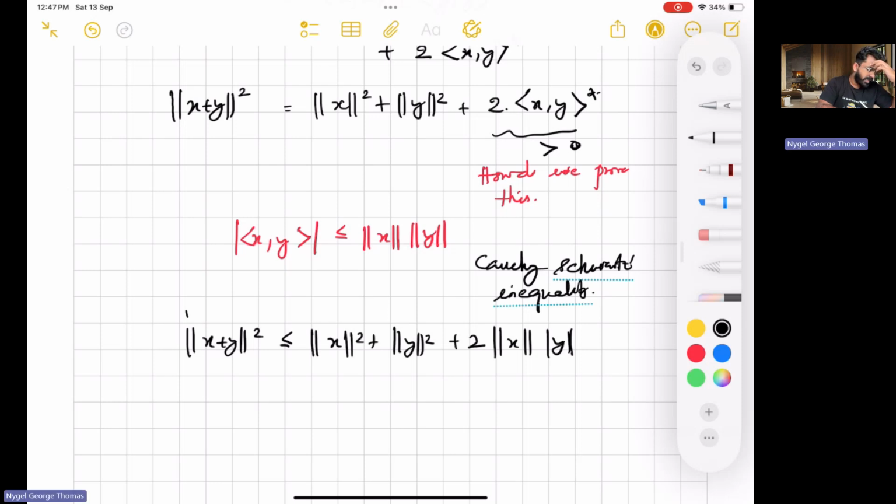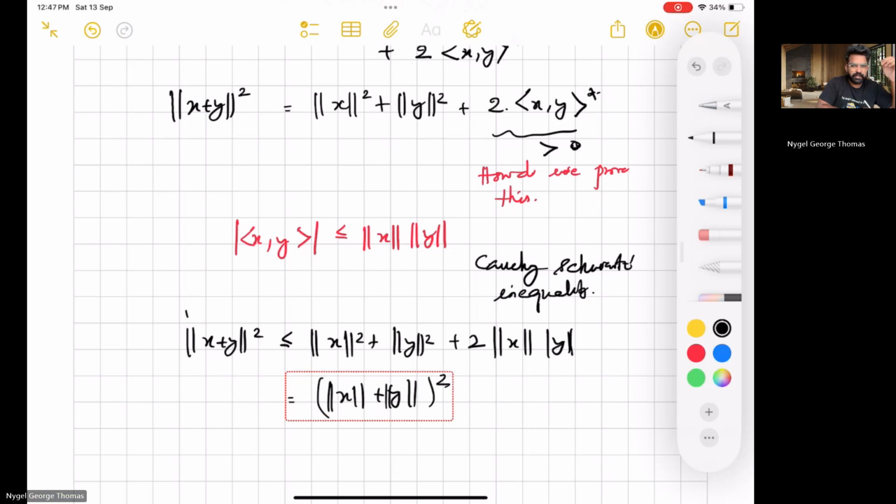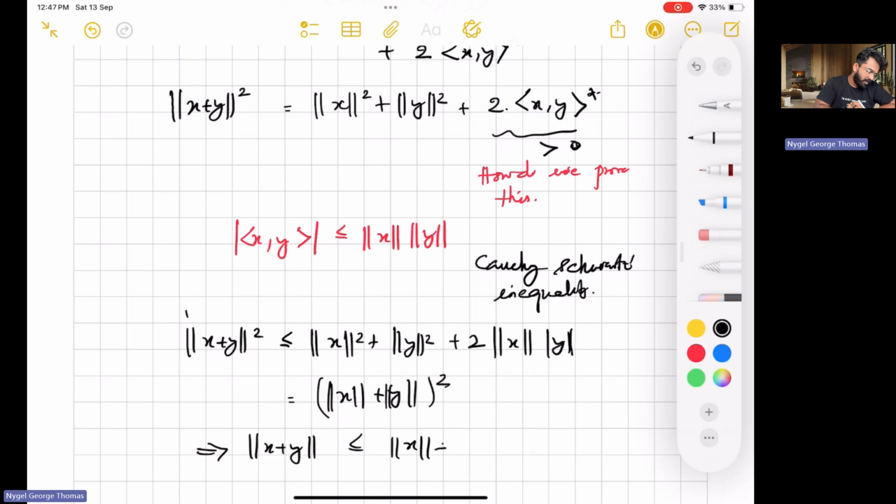So this is actually equal to norm of x plus norm of y, the whole squared, which implies norm of x plus y is less than or equal to norm of x plus norm of y. This is the triangle inequality.